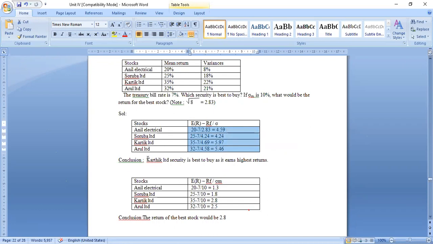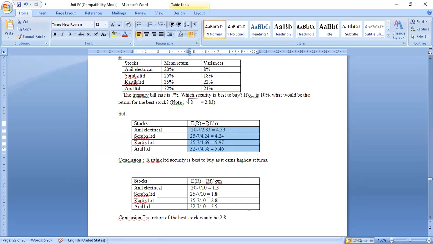So here we write the conclusion, because it is saying which security is best to buy. The security that is best to buy is the one which has got the highest returns. So here Karthik Limited security is best to buy, because the returns are comparatively higher in relation to that of other stocks. So this is going to be the first part of the answer for the question which is asked as to which security is best to buy.